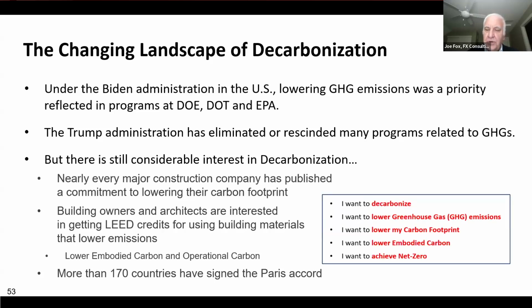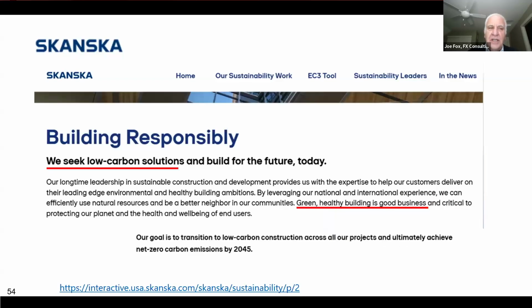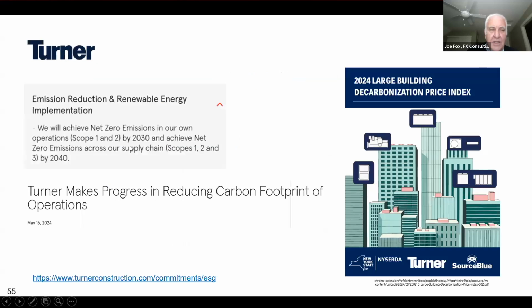I showed you this list earlier of how people want to decarbonize, and I show it again here because I want to use it to cover some of these bullet points. Let's start with the first one. Nearly every major construction company has published a commitment to lowering their carbon footprint. Here's some examples of that. This is taken right from Skanska's website, and they are interested in finding low carbon solutions and building responsibly. Here's Turner Construction, again, taken from their website. Net zero emissions, reducing carbon footprint, decarbonization.